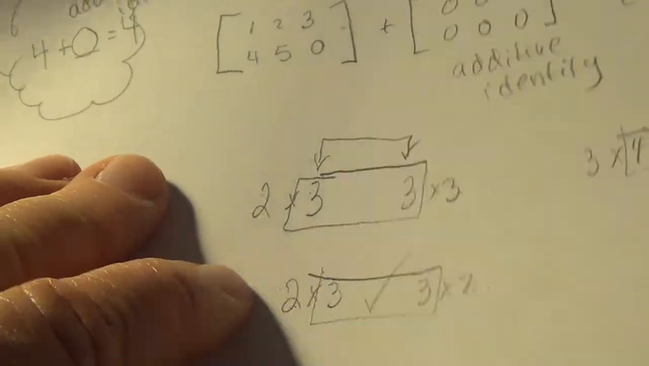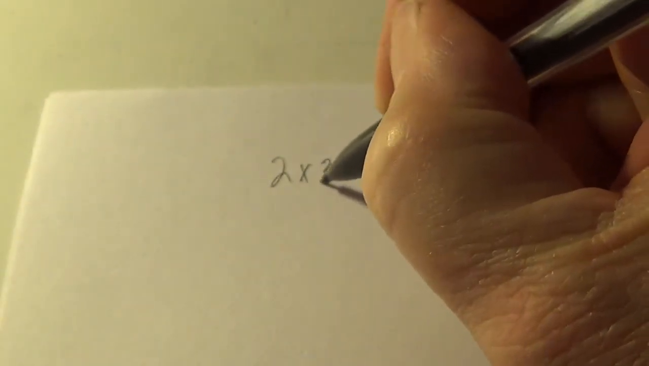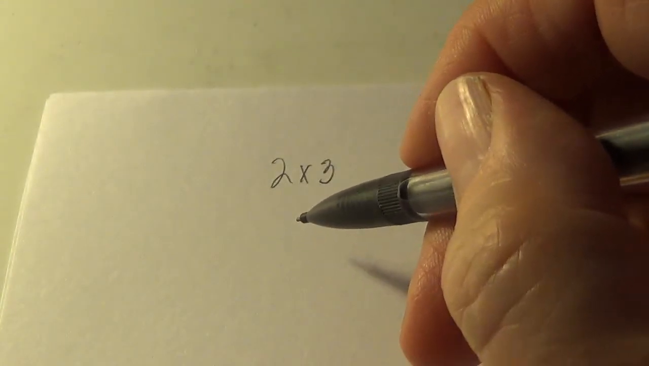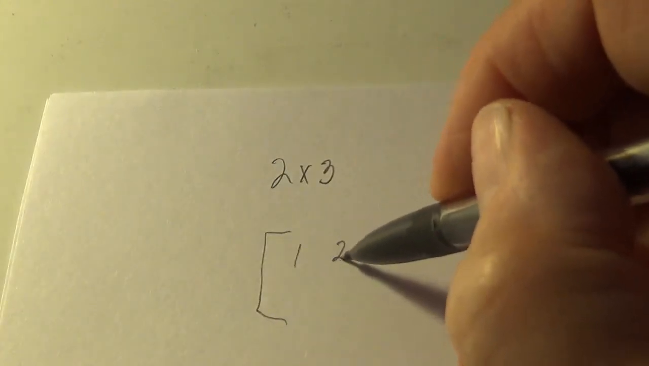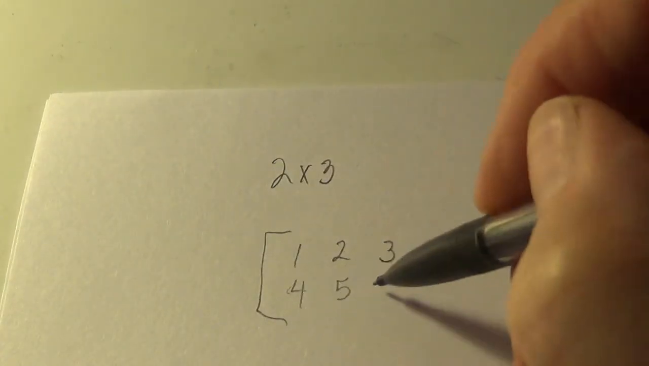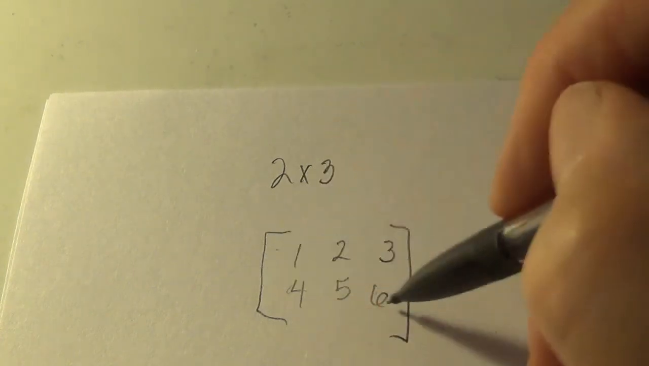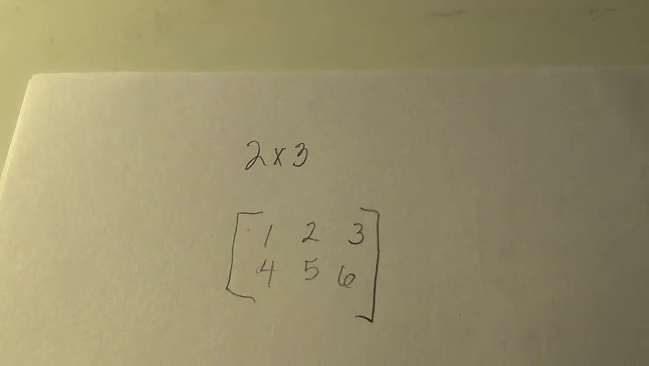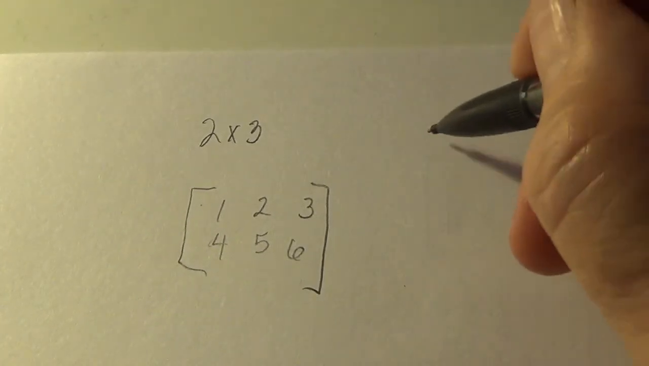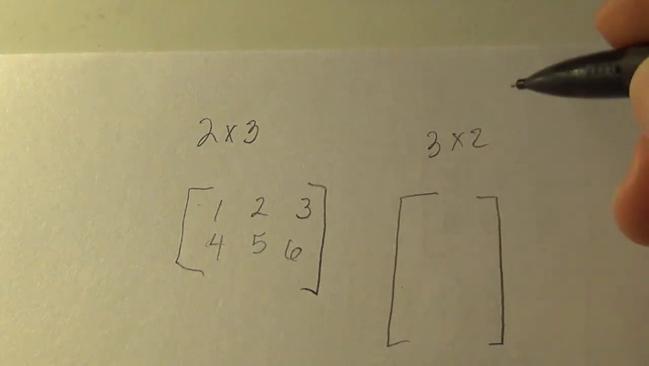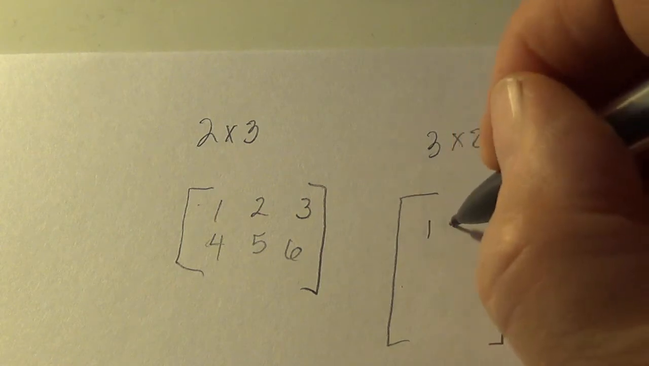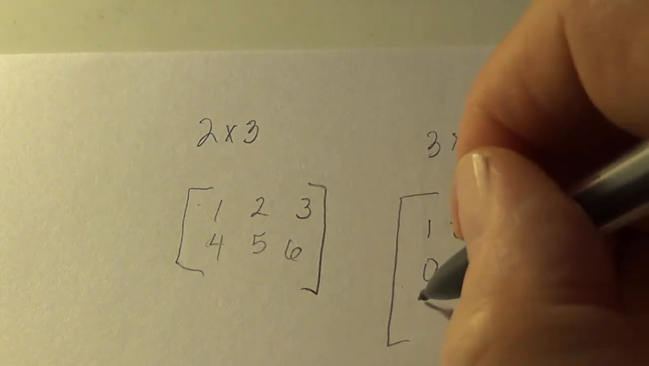Let's try that one. I'll take a 2 by 3, and we'll say the first matrix is 1, 2, 3, 4, 5, 6. Two rows, 3 columns, 2 by 3. And I'm going to multiply that matrix by a 3 by 2. Say 1, 2, 0, 2, 2, 3.